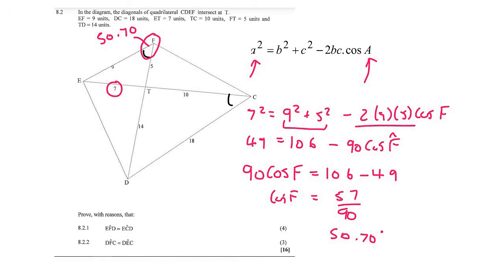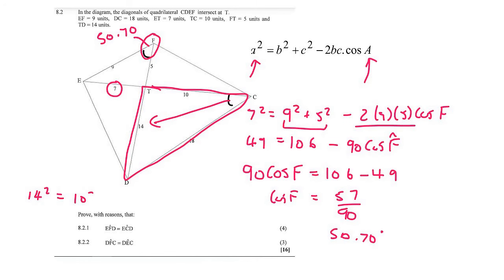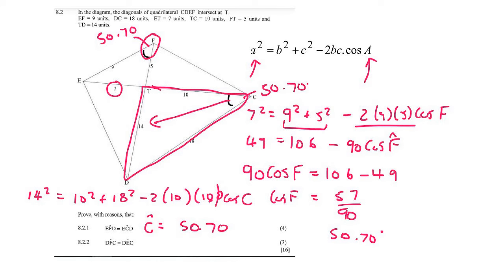Now we can do the same technique for angle C by using this triangle. So I'm going to go a little bit faster now. So now the 14 is the opposite, so I'm going to say 14 squared equals 10 squared plus 18 squared minus 2 times 10 times 18 times cos C. Now you guys know how to get everything by itself, so I'm just going to quickly do it to save us time. And hey, would you look at that, we get exactly 50.70 degrees. Then we can say, therefore, those two angles are the same.